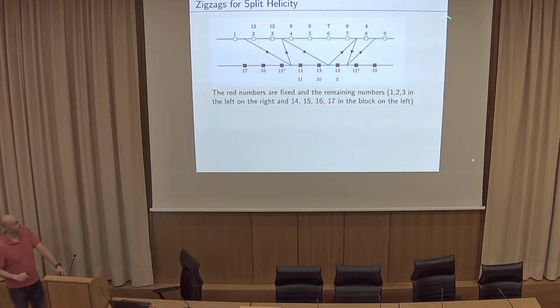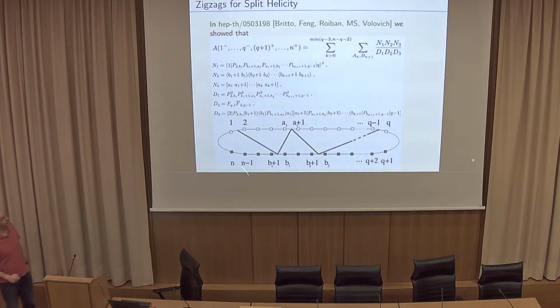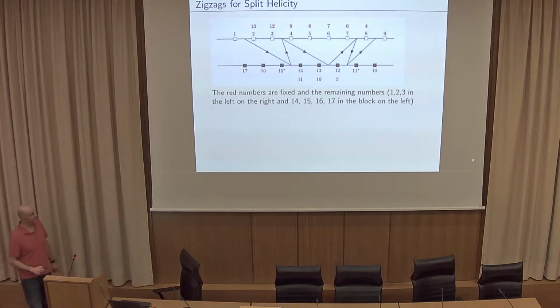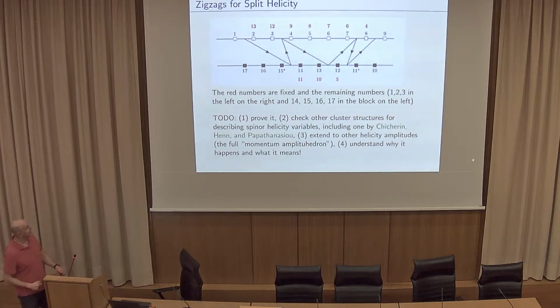Then there's a certain allowed set of permutations for 1, 2, 3, 14, 15, 16, and 17, according to which this specific term, given by this formula, satisfies cluster adjacency.